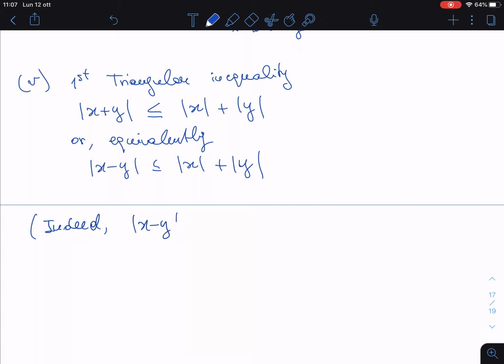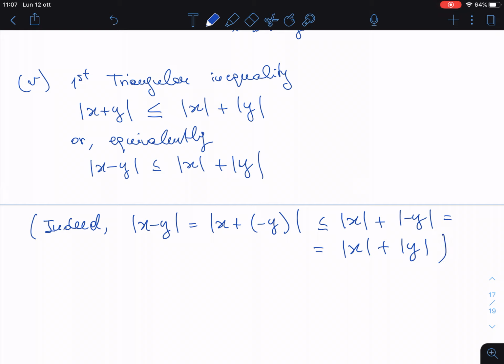Okay? It is very easy to say that they are equivalent because indeed you just write down x minus y in absolute value can be written as x plus minus y, everything in absolute value, less or equal absolute value of x plus absolute value of minus y, equal to absolute value of x plus absolute value of y. Okay? Of course, the proof is very boring.